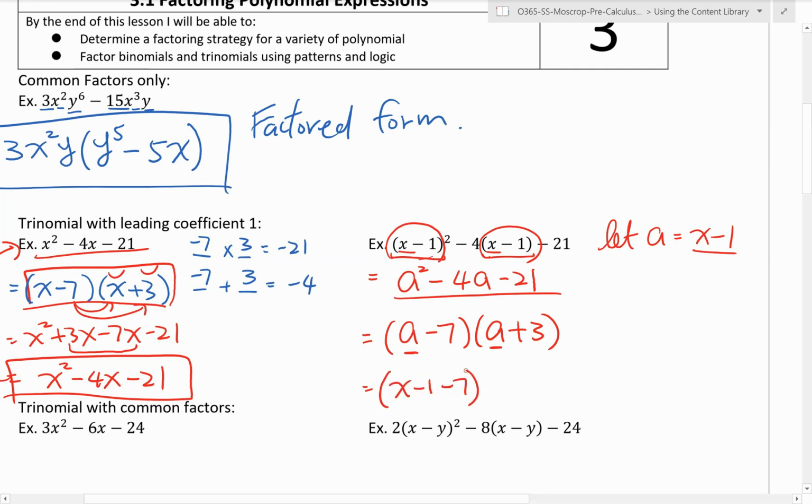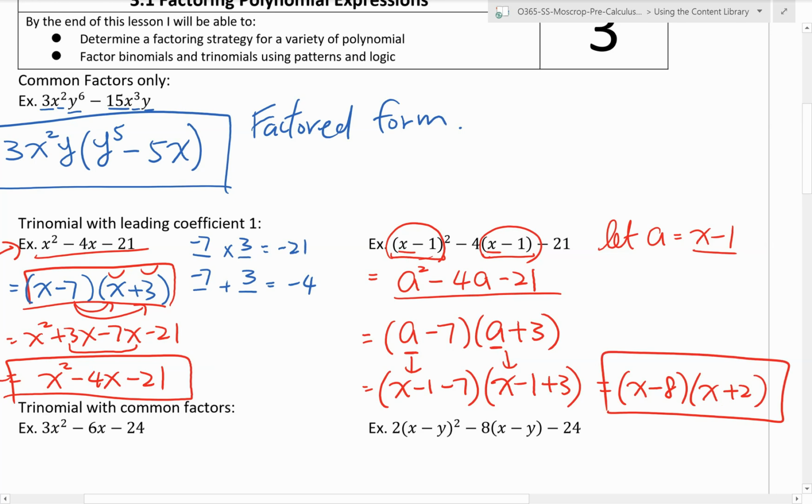We still have the minus 7 there. We're going to replace a with x minus 1. We still have the plus 3 there. Okay, so a turned into x minus 1, a turned into x minus 1, and the minus 7 and the plus 3 remain. Now we just need to simplify the brackets here. x minus 1 minus 7 is x minus 8. x minus 1 plus 3 is x plus 2. And there is your final answer.